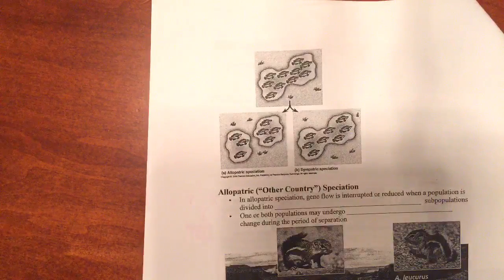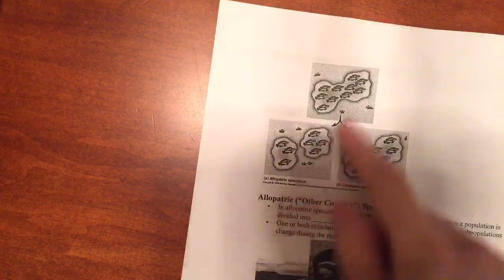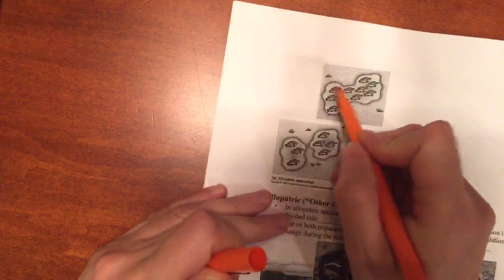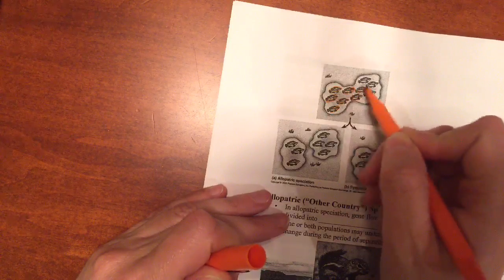So here we have a picture, and this is not color-coded, but I'm going to color code it. Here's one lake, and all these fish, I'm going to color code them all orange. So that's representing a species.